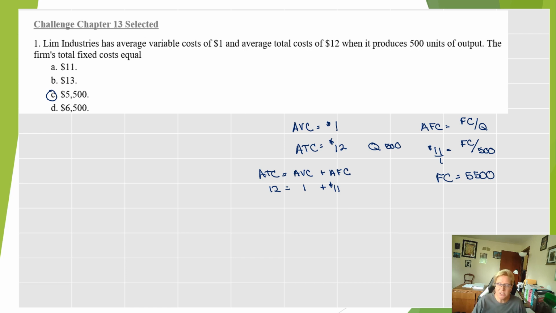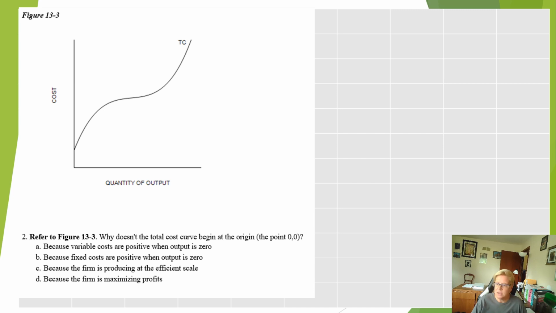Okay, let's go on to our next. Here we're asked, why doesn't the total cost curve begin at an origin of 0, 0? Well, remember that total cost is going to be our fixed cost plus our variable cost. It is true at a quantity of 0 that variable cost is going to equal 0, but fixed cost is always going to be positive. And so our right answer here would be fixed costs are positive when output is 0, or B.